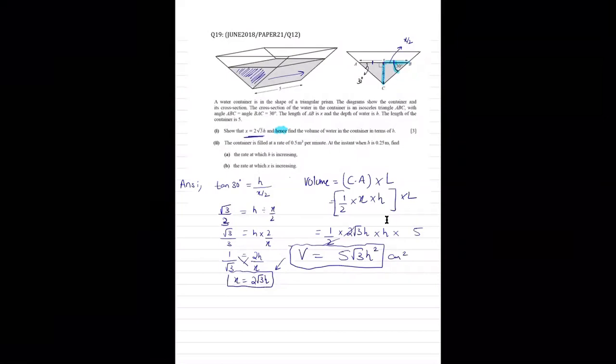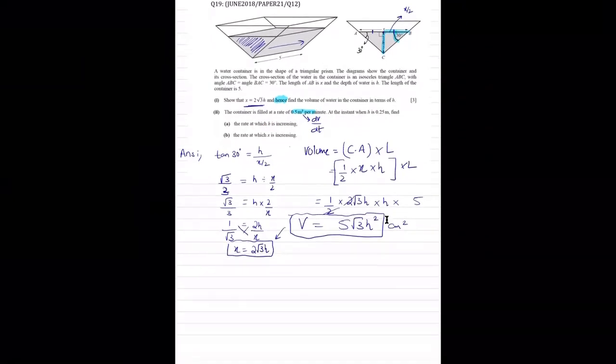Okay, the second part. The container is filled at a rate of 0.5 meter cube per minute. At the instant when h is 0.25 meter, find the rate at which h is increasing. To find the rate at which h is increasing, I need to find dh by dt. The question has given dV over dt, that is the derivative of the volume with respect to time. So we are going to use the chain rule. To use the chain rule, I must have the dV by dh expression as well.